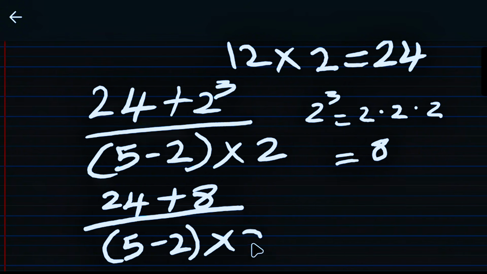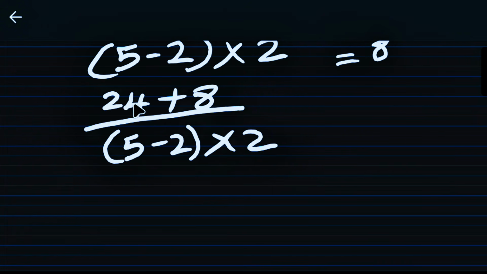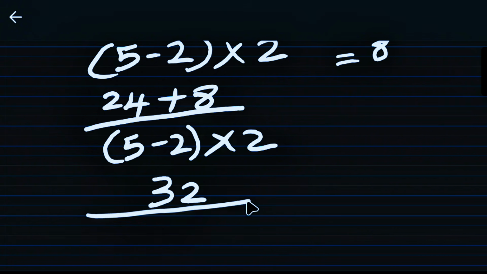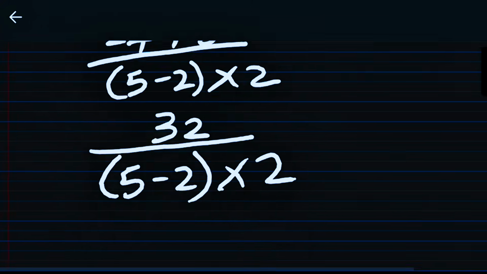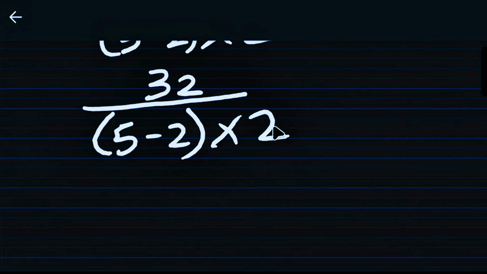Then multiply by 2. Okay, so from here we'll now add the numerator. 24 plus 8 will give us 32. Okay, so we'll have 32, then divide by, in parentheses, 5 minus 2, then multiply by 2. Okay, now next in our step we'll attend to this denominator.